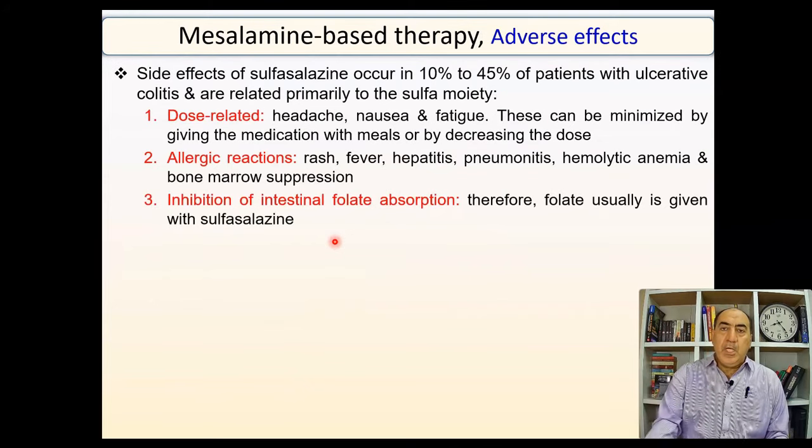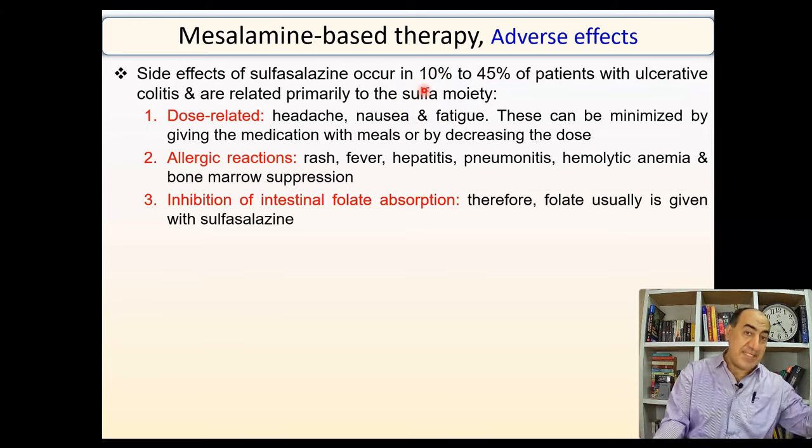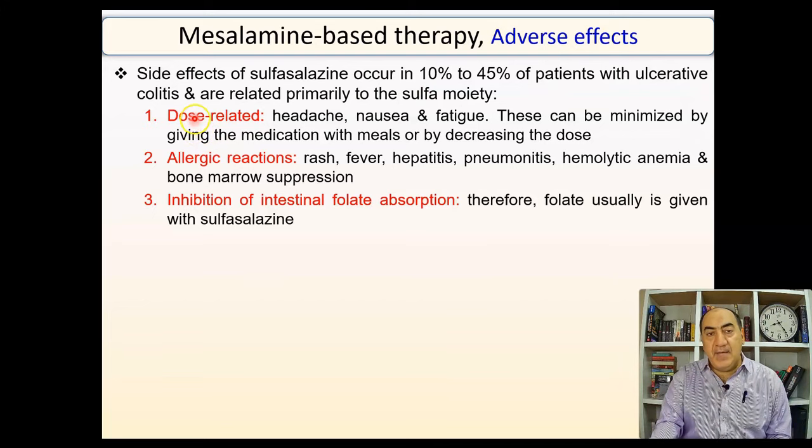Side effects: generally speaking, sulfasalazine is the one which has more side effects, occurring in 10% to 45% of patients with ulcerative colitis, and related mostly to the sulfapyridine part that's connected through the azo bond to 5-ASA. Some side effects are just dose related. If you minimize the dose or take them after a meal, this will minimize the side effects.